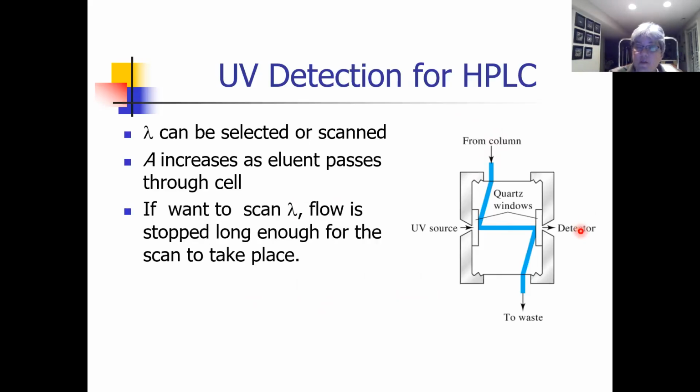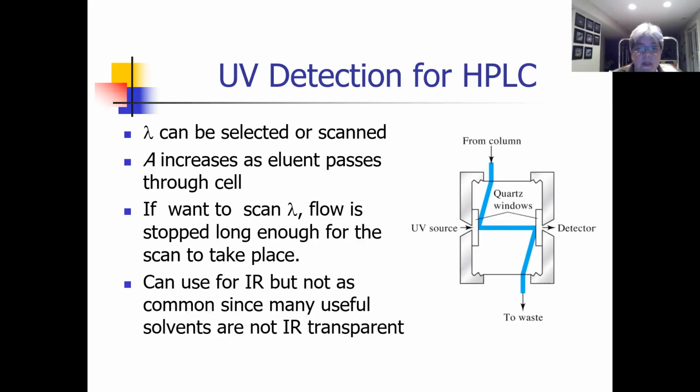And if you need to scan the whole spectrum, like for PDA, you would actually just stop the flow for just a second so that you can pick that spectrum. You could also use this setup with IR light. We didn't talk about IR, but I'll just tell you IR is not as useful because most organic solvents absorb IR, which means your mobile phase absorbs. Okay, and the idea for this detector is the mobile phase would not absorb, but the solute, the analyte, would. So this is a solute property detector.